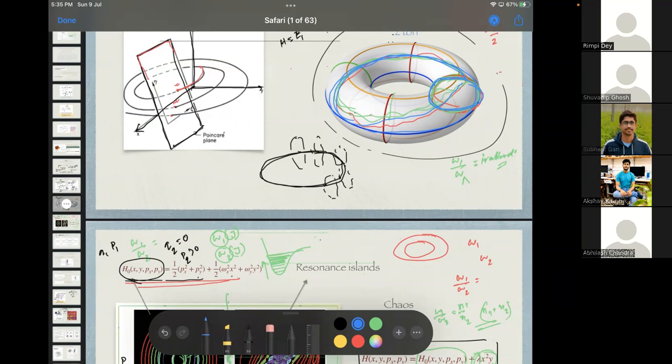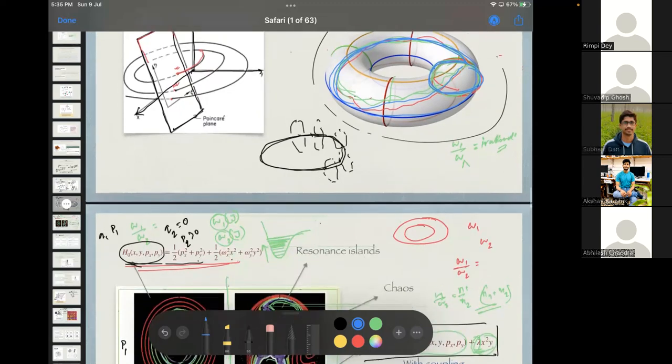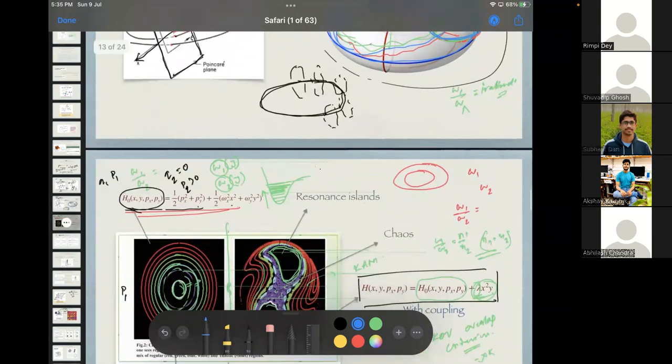Got it? But this coupling is not symmetric. Why is symmetry coming here? The coupling is not symmetric. I'm saying that the resonance, a particular form of the resonance, let's say 2:3, means one trajectory will move around this bigger torus 2 times and around the smaller circle 3 times, in one time scale.